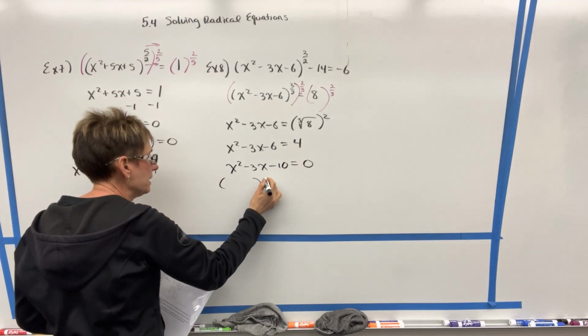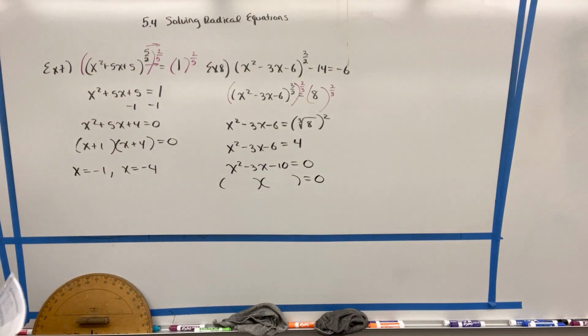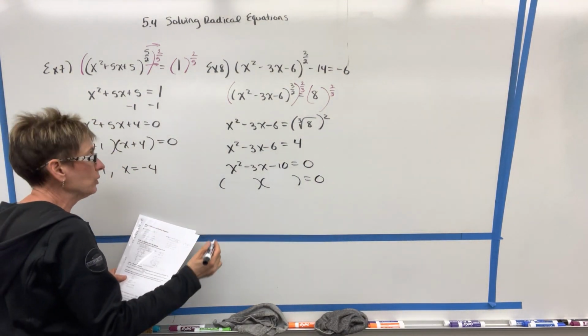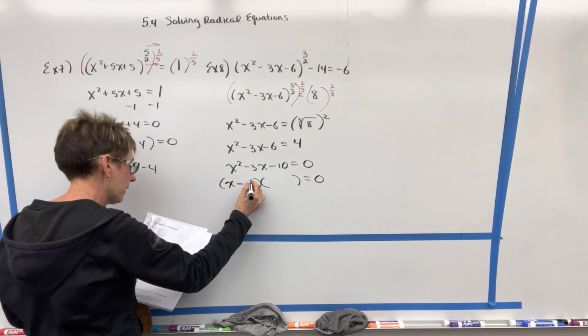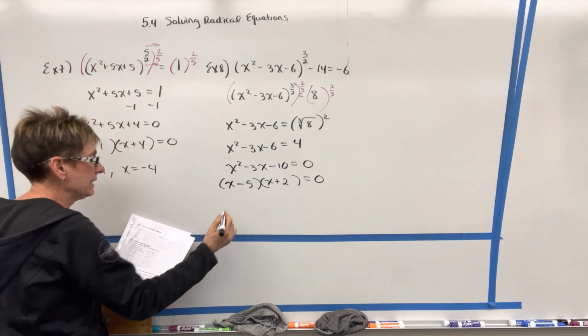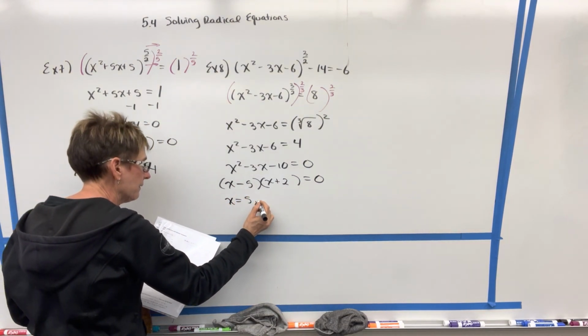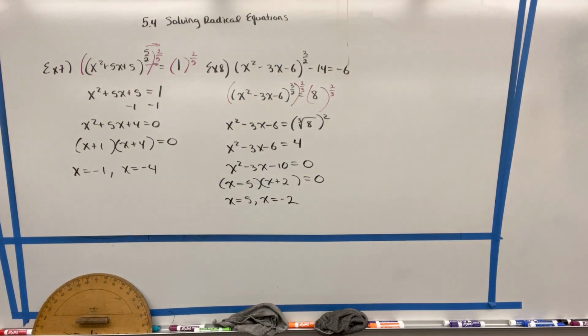And again, anytime we have an equation with an x squared, we do want to try factoring. The two numbers that multiply to make negative 10 and add to make negative 3 are negative 5 and positive 2. If I solve for both of these, I get 5 and negative 2. And I do believe that both of those work when we plug them in.